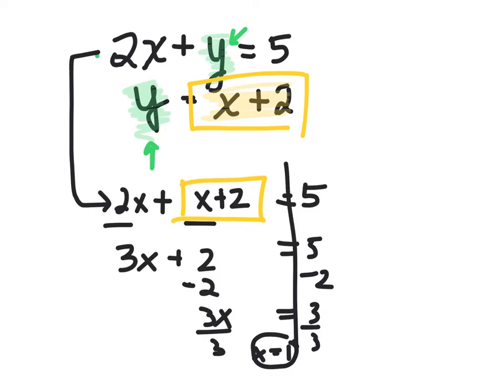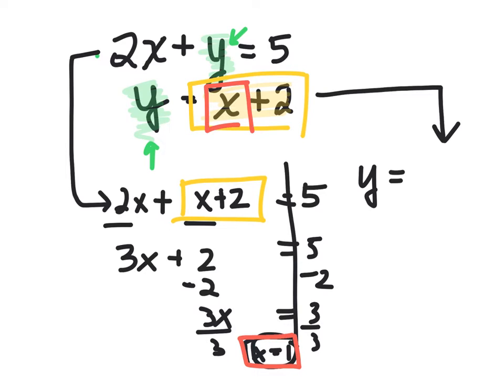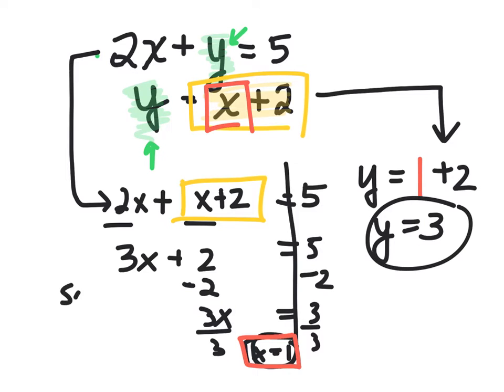So now that I know what x is, I want to find what y is. I'm going to take this equation right here. This is the easiest one to use. I'm going to write y equals, instead of x, I now know that x is 1. So I'm going to replace x with 1 and write 1 plus 2, giving me that y is 3. I can finish up by writing my solution as a point or an ordered pair, (1, 3).